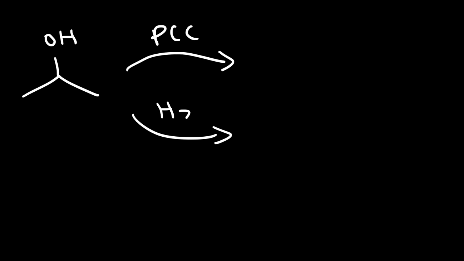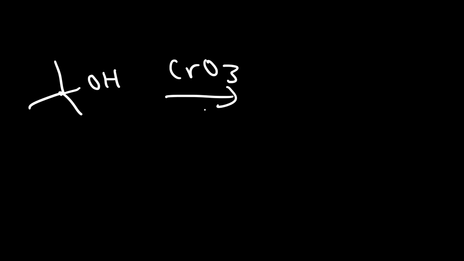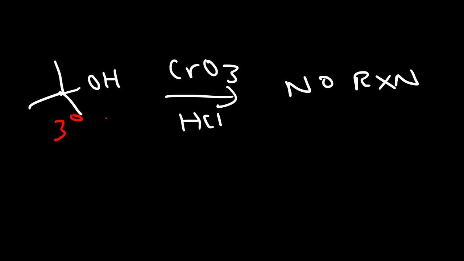Now, if you have a secondary alcohol, it really doesn't matter if you use a mild oxidizing agent or a strong oxidizing agent. The net effect is that it's going to go to a ketone. Now, if you're trying to oxidize a tertiary alcohol, let's say with PCC or a chromium reagent, tertiary alcohols are resistant to oxidation, and so you're not going to get any reaction in this example.